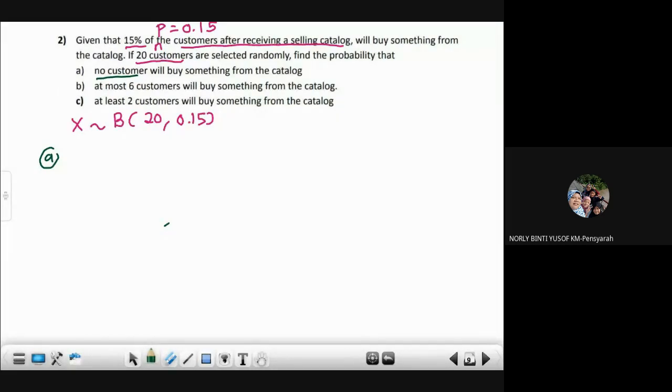Sama juga, will buy something from the catalog. So sama event dia dengan dia punya probability of success. Dia takkan ubah lah for 1 minus 0.15 kan. So X is equals to 0. Okay, so samalah kat sini. Kalau nak pakai formula, pakailah 20C0 kuasa 0.15 kuasa 0, and then baki 1 tolak 0.15 kuasa 20. Kalau madam pakai table teruslah kan. So X greater or equals to 0 tolak X greater or equals to 1.